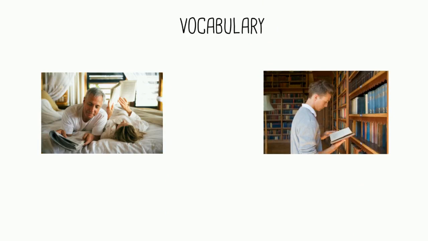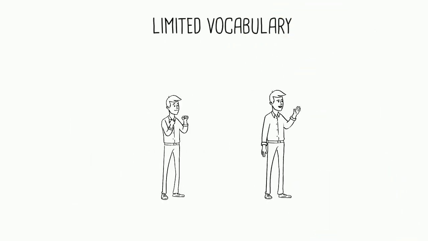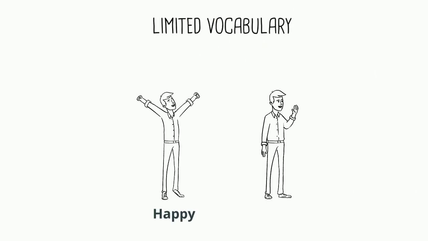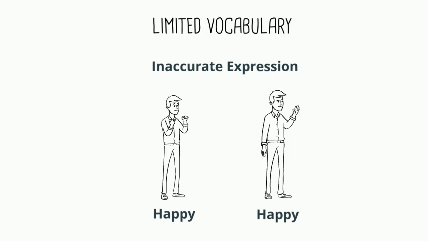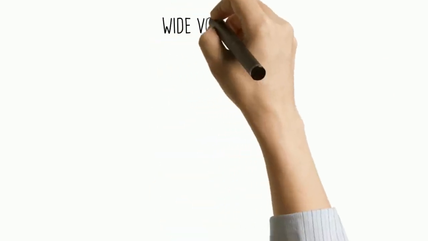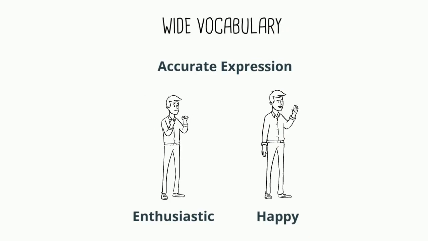Once you're aware of the grammar, the rules, it's time to build your vocabulary. The more words you know, the better you'll be able to express yourself. Take a look at these two men. Clearly, the person on the left is happier than the person on the right. So if you use the word happy to describe both these men, it will be inaccurate. On the other hand, if you had a wide vocabulary, you'll be able to express yourself accurately. So you can say that the person on the left is enthusiastic, whereas the person on the right is happy. Isn't that more accurate than saying that both are happy?